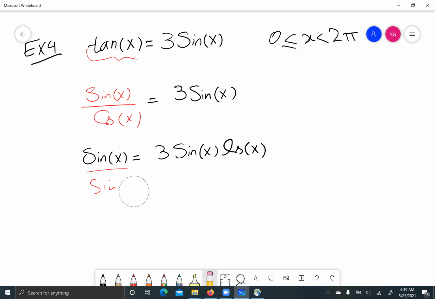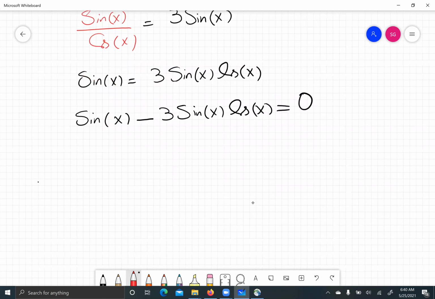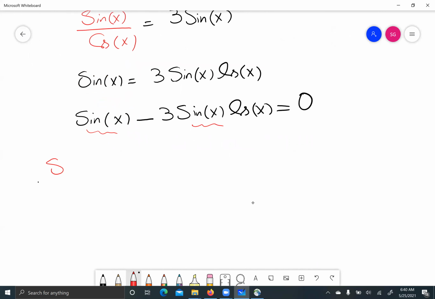Sine of 0 is 0. Sine of pi is 0. So because this sine could be 0, we cannot divide both sides of this equation by sine. So don't get tempted to cross these two sines. Don't do that, okay? Instead, put everything on one side and factor this common element of sine. So I'm going to rewrite this as sine of x minus 3 sine of x times cosine of x. So take everything to one side of the equation and then factor this common element. Sine is common, so factor this out.